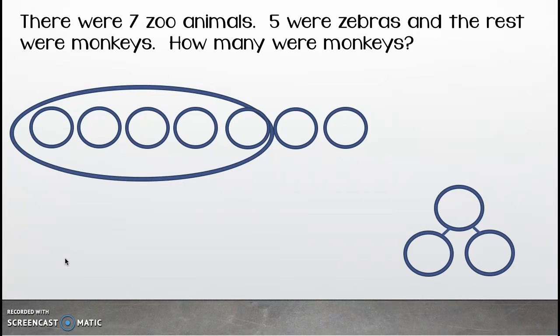Okay, so what was the total number of zoo animals? Yep, 7, so that's going to go in our whole amount. And we knew that there were 5 zebras. Hey friend, did you put a label next to the 5? If not, go ahead and do that now.